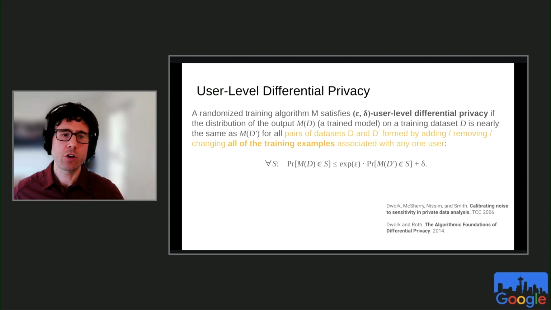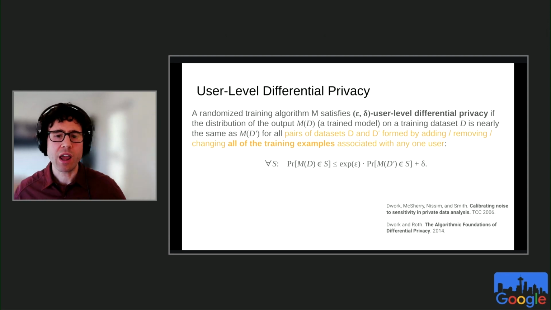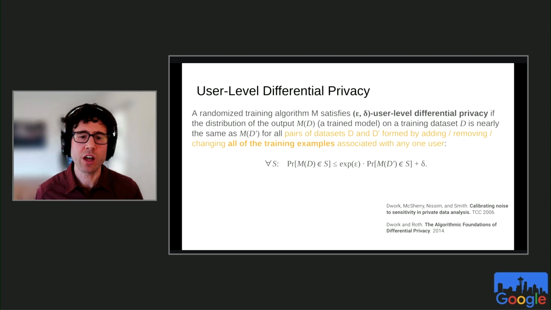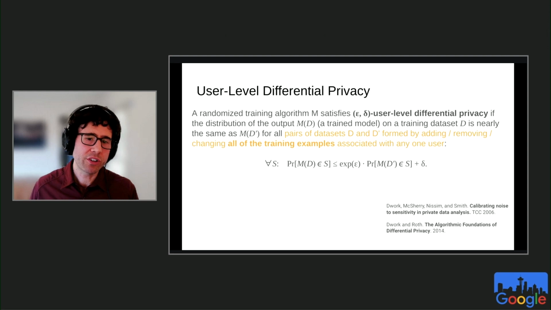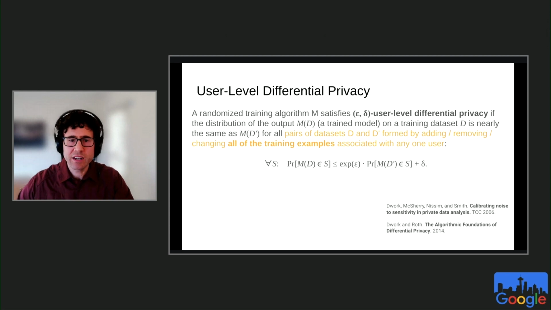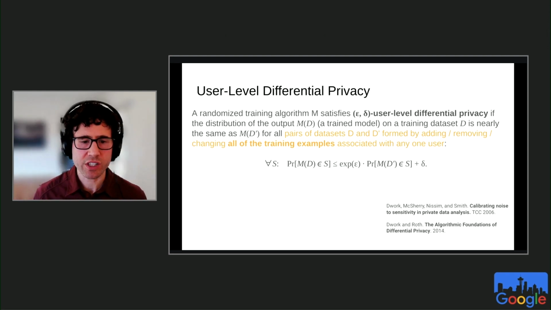Namely, that distribution over models doesn't change too much when you add or remove all of the training examples associated with any one user. So you want a privacy guarantee that's robust to whether or not a user contributed one training example or 100,000 training examples to the training of a particular model. And this is an important distinction to a lot of research on differential privacy and machine learning, which focuses on example level DP. Example level DP, where you only worry about adding or removing a single training example, can be a really good research test bed, but it's not the kind of privacy guarantee we actually usually want when we're talking about production services.